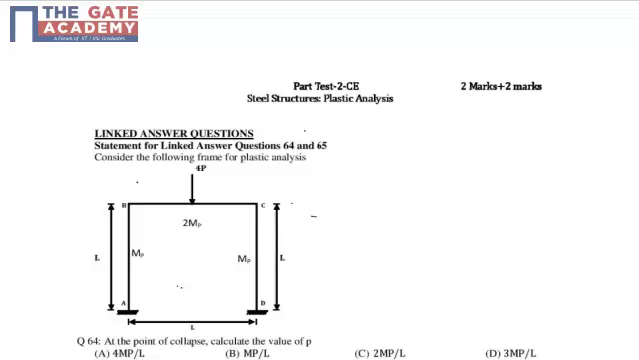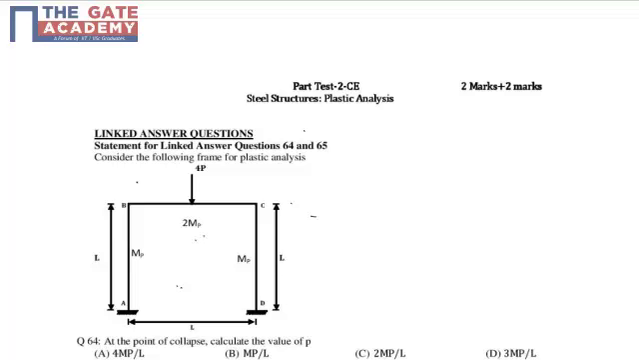Dear students, question number 64 and 65 are very conceptual questions from the topic of plastic analysis from the subject of steel structures. So let's talk about them one by one. In this linked data question, one portal frame is given such that legs AB and CD have moment capacity of MP and beam BC has moment capacity of 2 MP, and a load of 4P is acting. In question number 64, it is asked what is the value of P in terms of MP and L.